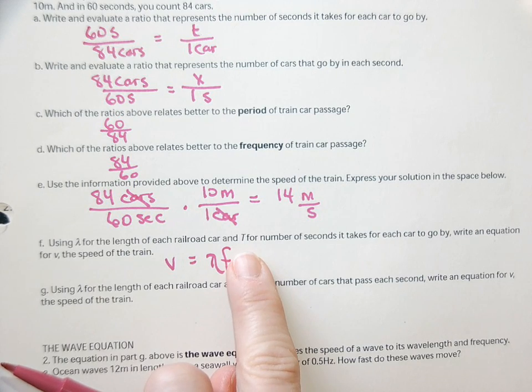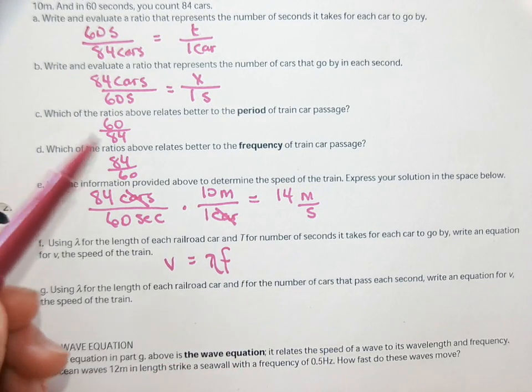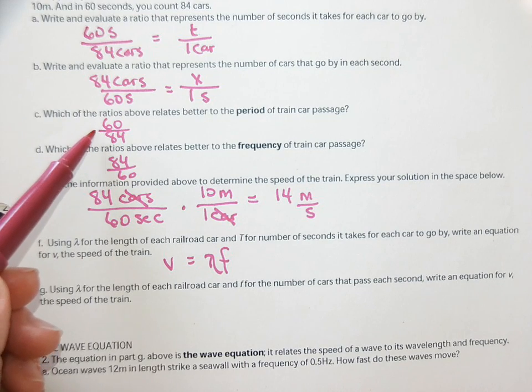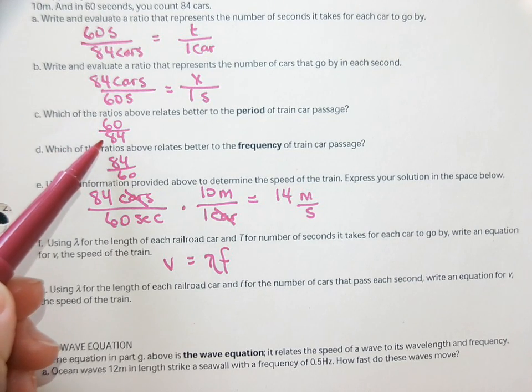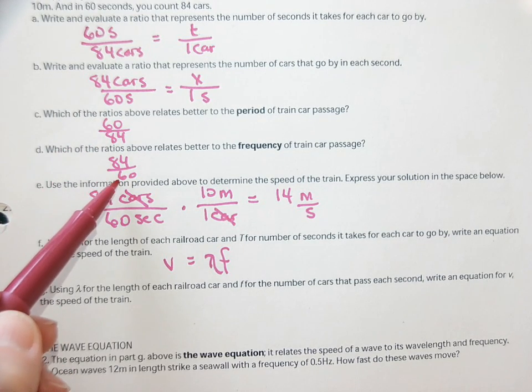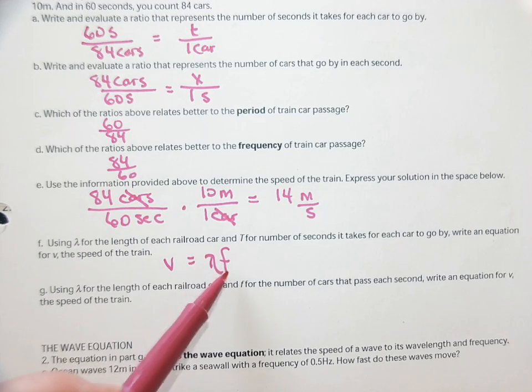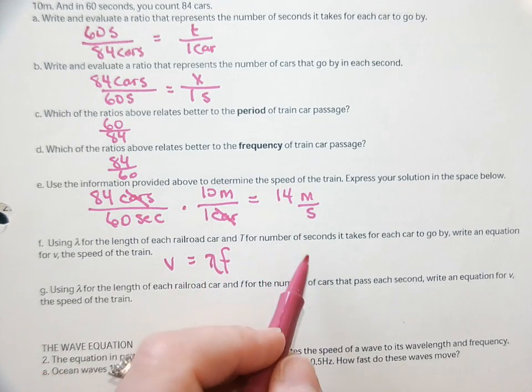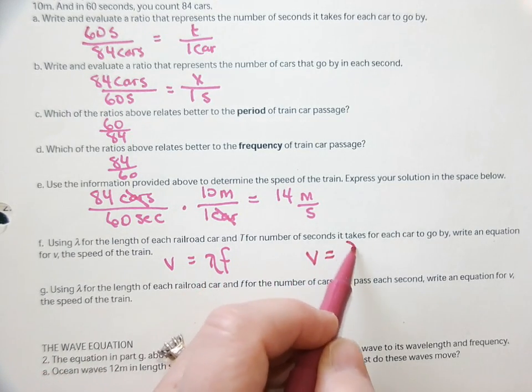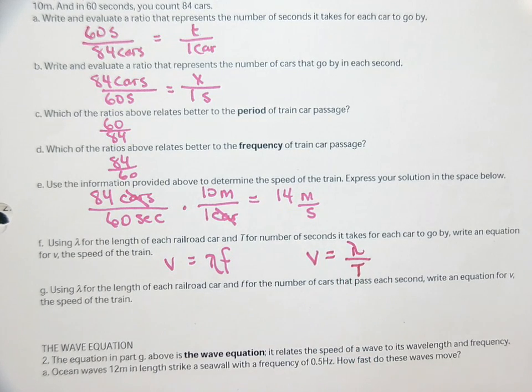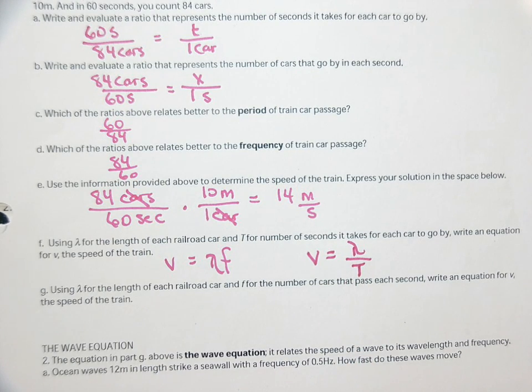So that seems like where we end up. But this question's asking us to put t in there instead. Well, we can do that. Go back up here and look really quick. Period was 60 over 84. Frequency was 84 over 60. So I think that frequency and period are just inverses of one another. So I can write that equation to give me the speed of the train with lambda for the wavelength on top and t for the period on the bottom.